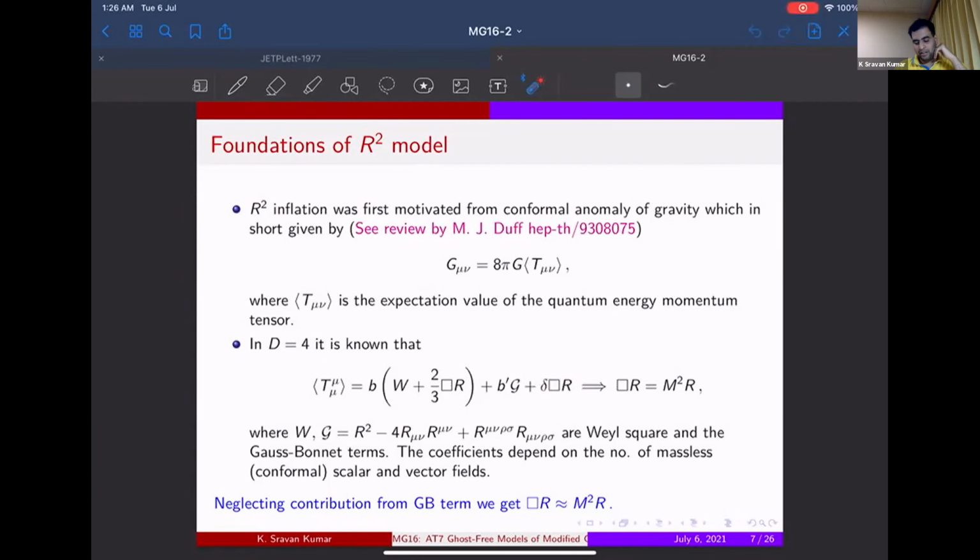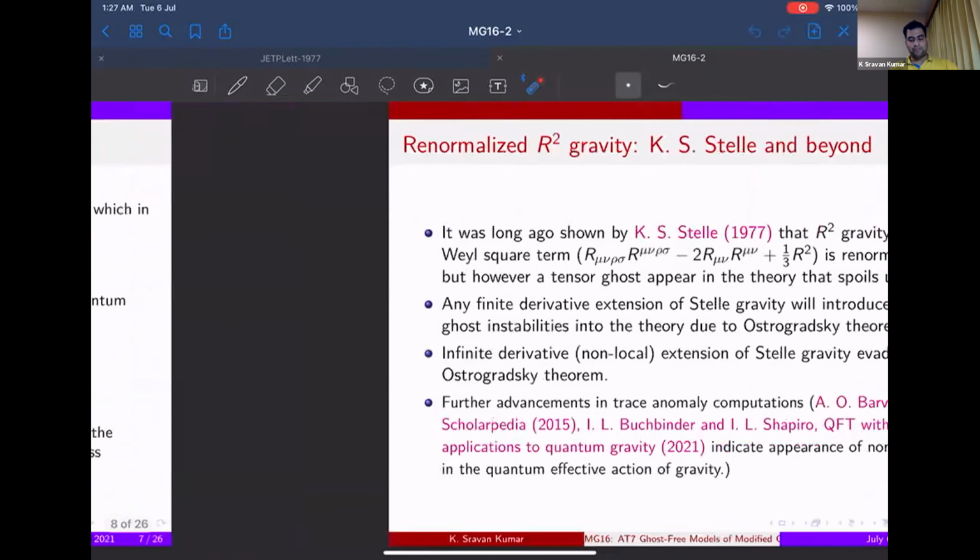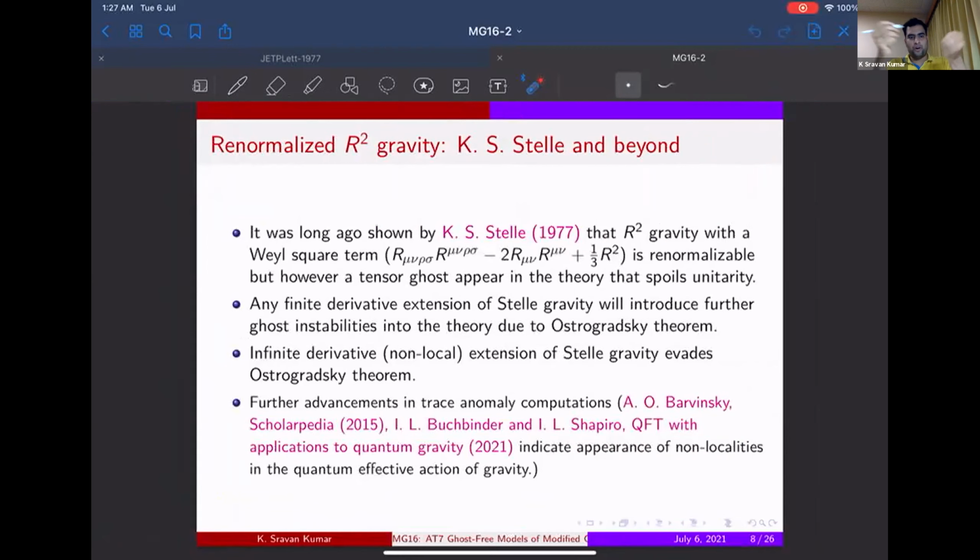Okay, if you neglect the remaining terms, which are Weyl and Gauss-Bonnet, we end up with a trace equation of R plus R square theory. And this is called the conformal anomaly. We can speak a lot about this, but let me mention the main point. This is one of the first attempts at modifying gravity at very high energies, and this is well explained in this recent review. So this is the foundation of the R-square model.